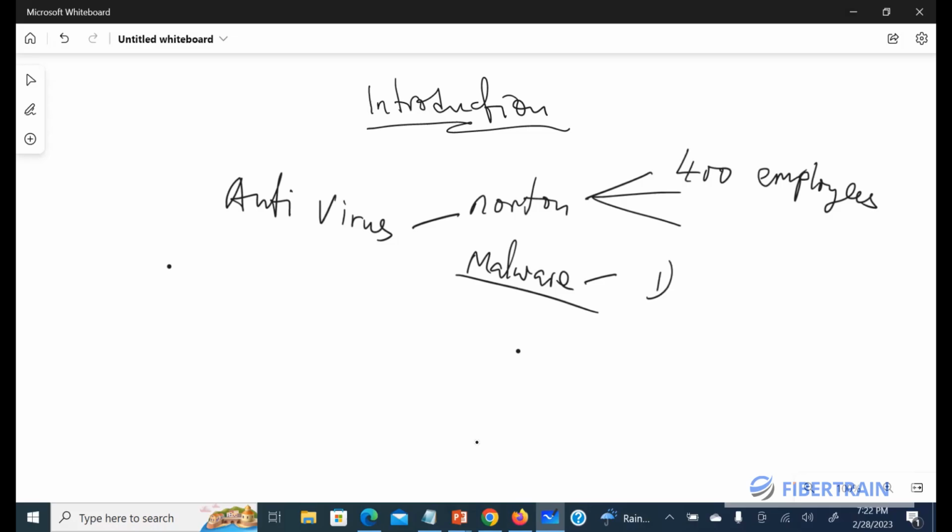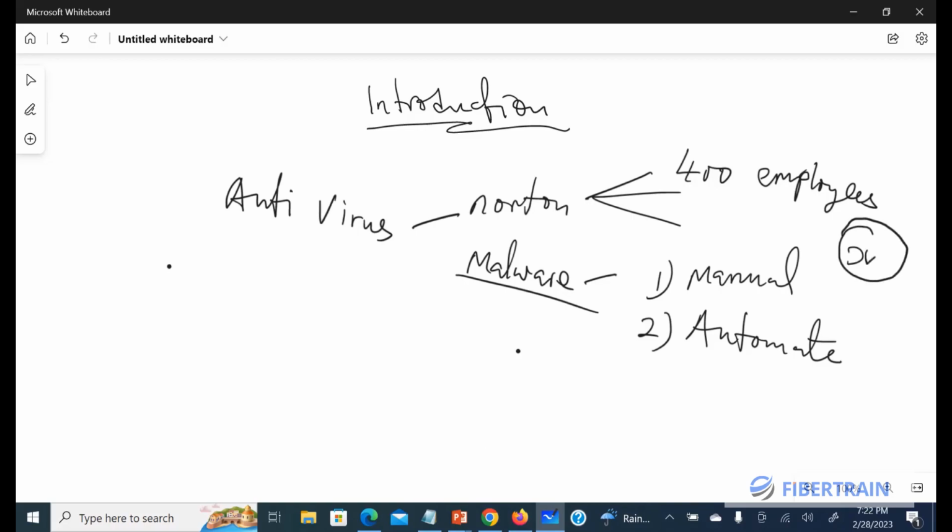Two ways, or two options. We could do this manually. Second option, we could automate it. Now, if we do it manually, it means that you, the IT engineer or the cybersecurity professional, will have to have access to the DVD that has the antivirus. You have to go from one system to the other to install this antivirus.